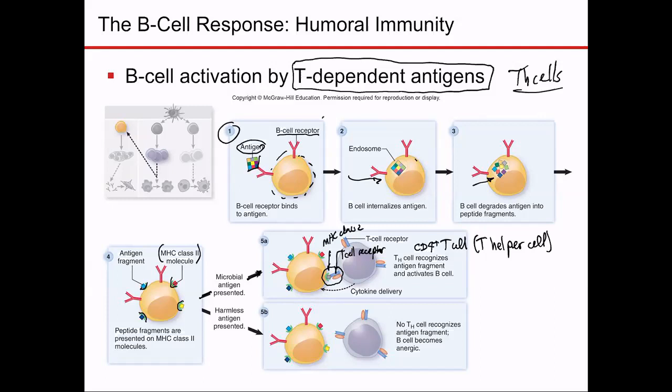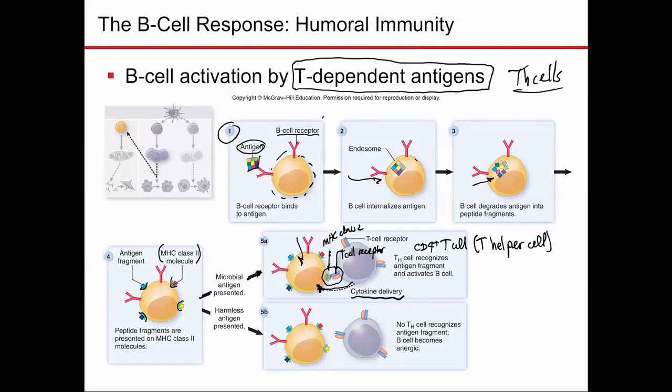If that interaction is proper and they correspond to each other, then this T helper cell will start to produce cytokines that will allow this B cell to get activated, to proliferate and differentiate into the effector cells. Effector cells that will be the plasma cells, but also some of them will differentiate into the memory cells.